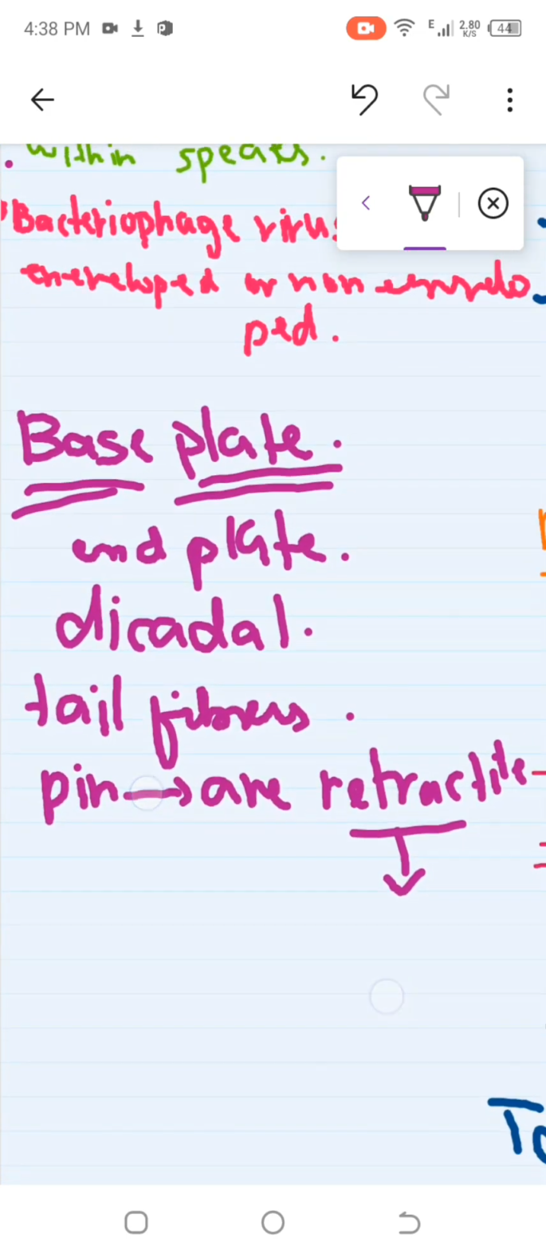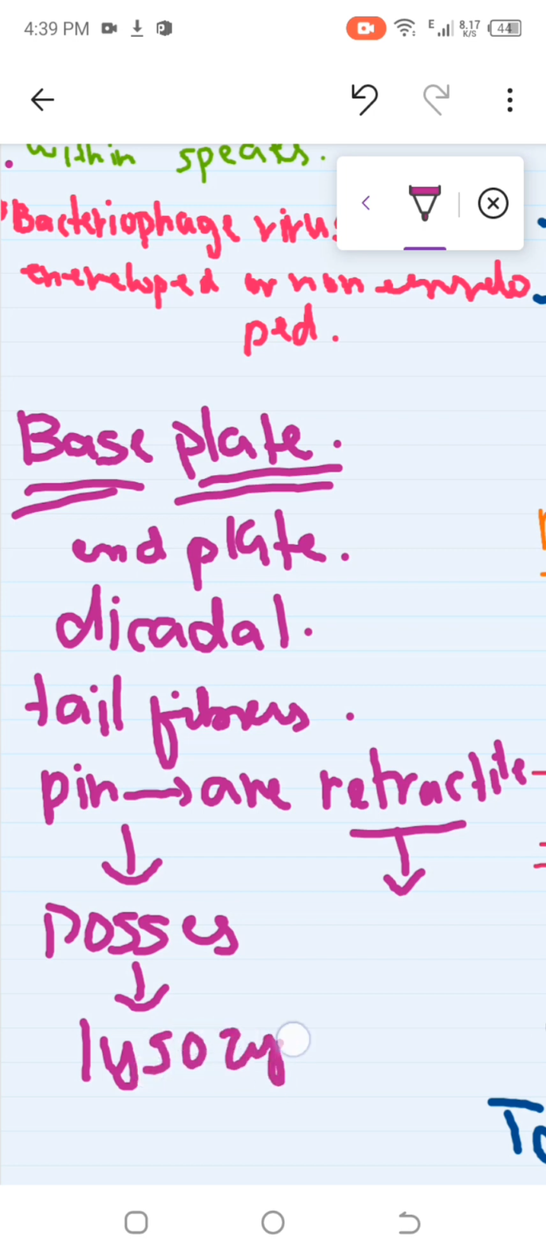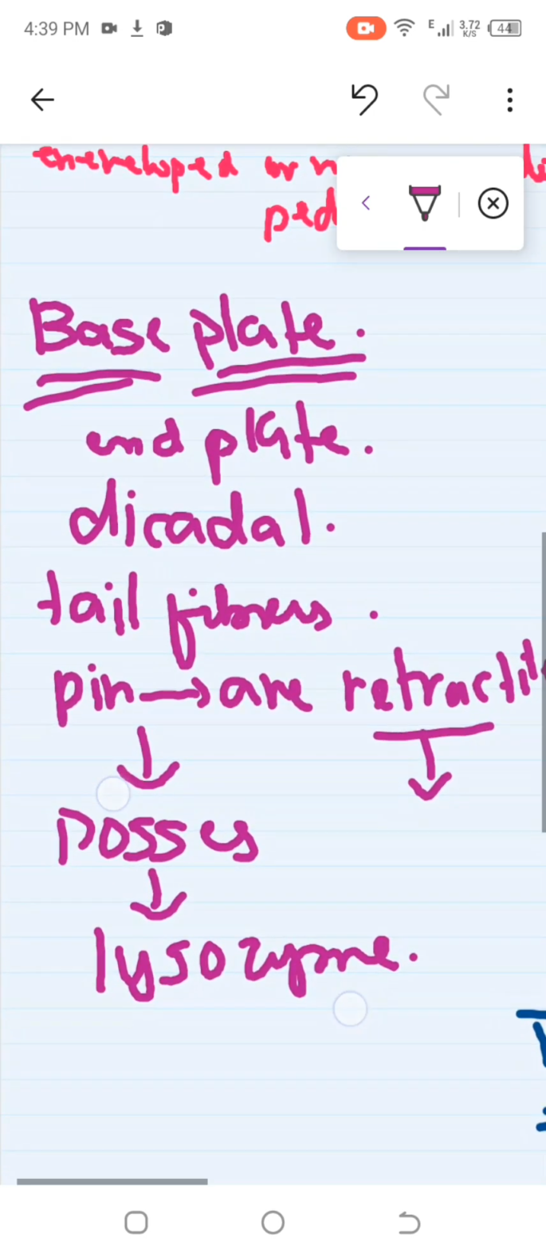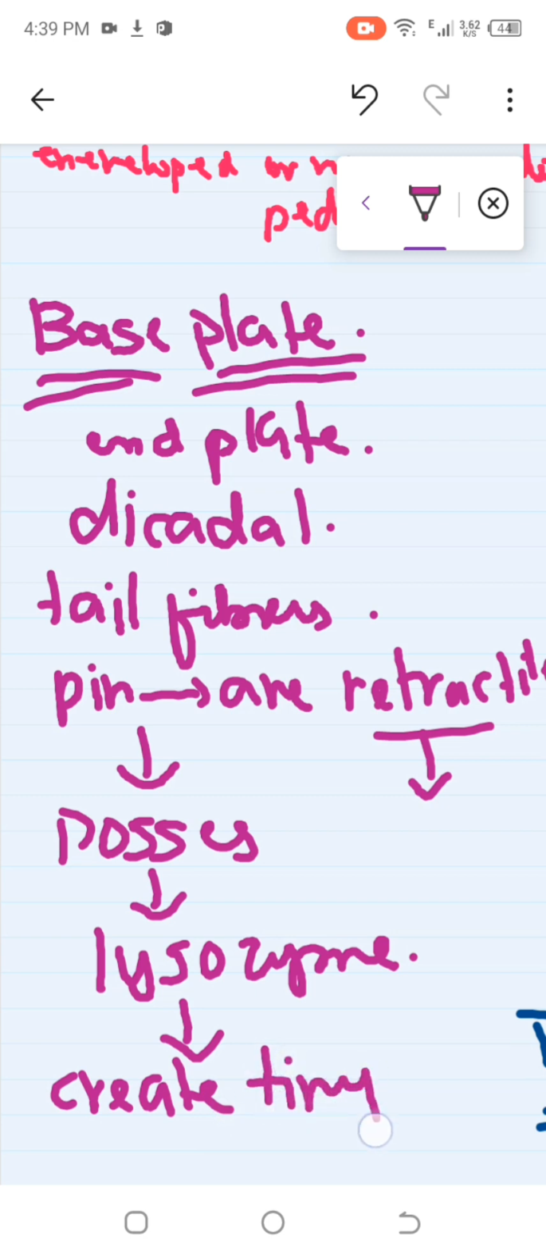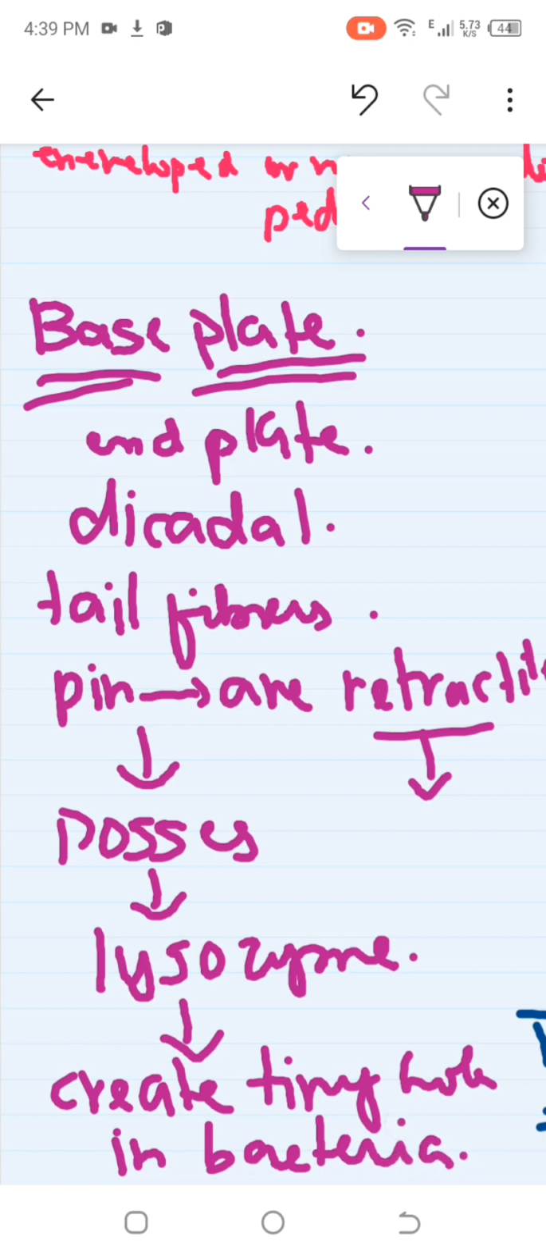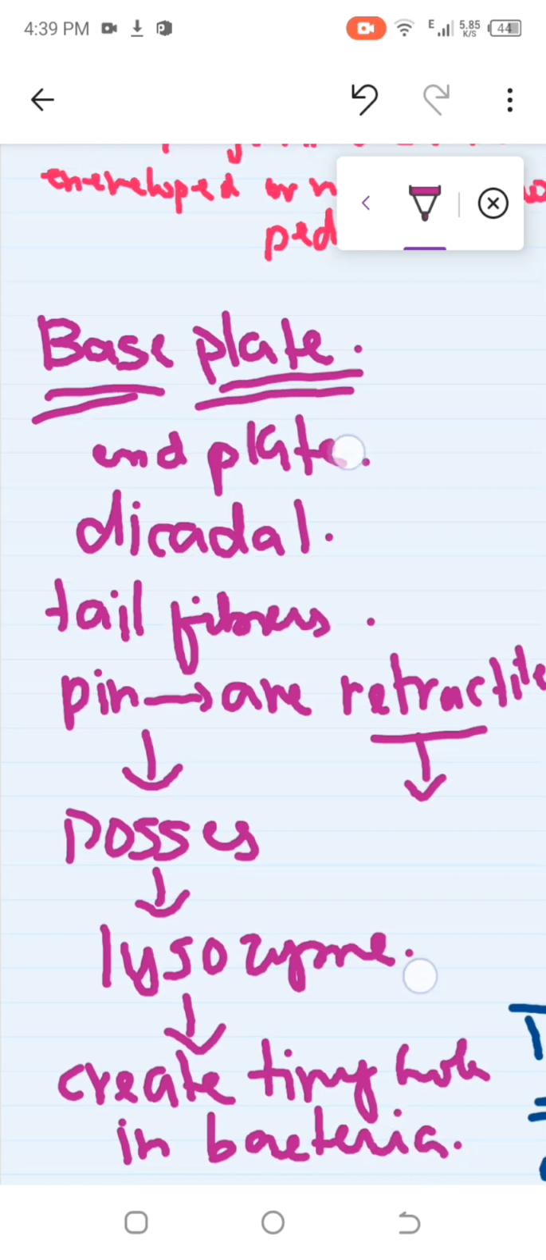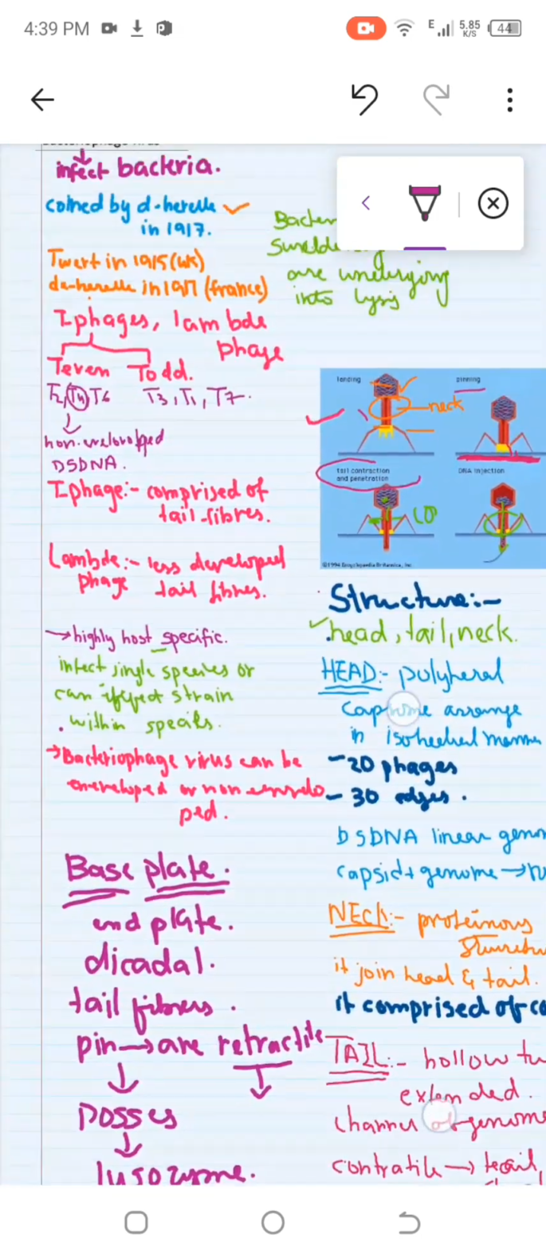That is, they attach and then they can also come out easily. So the pins are retractile when they attach, and the pins possess an enzyme which is lysozyme. And what is the work of this lysozyme? Basically it creates tiny holes in the wall of the bacteria, the host cell. Their host cell is bacteria. So lysozyme creates tiny holes in the bacteria. This is how the genome which is injected can go directly into the bacteria. I hope that with the help of this structure and diagram, it is clear to you guys.